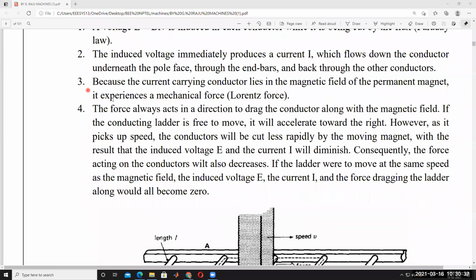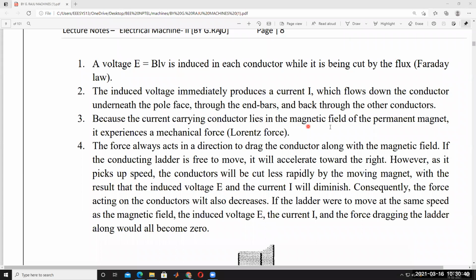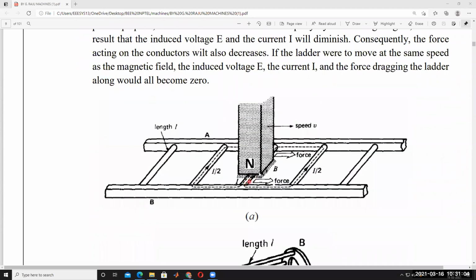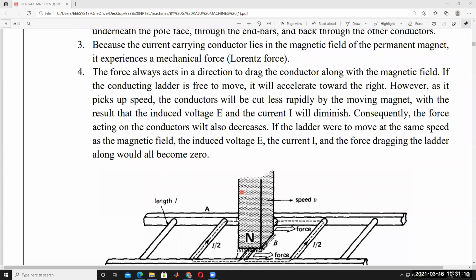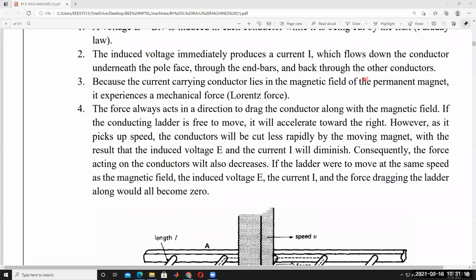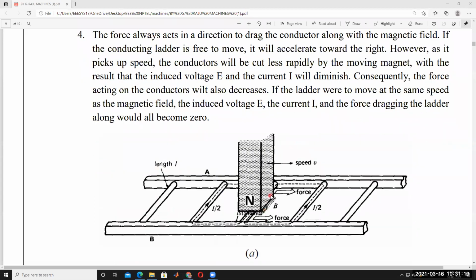Understand? Because the current carrying conductor lies in the magnetic field, a permanent magnet, it experiences a mechanical force that is called Lorentz force. You know, a current carrying conductor placed in a stationary magnetic field or rotating magnetic field experiences a force. This is called a current carrying conductor placed in a magnetic field, and it experiences a force.